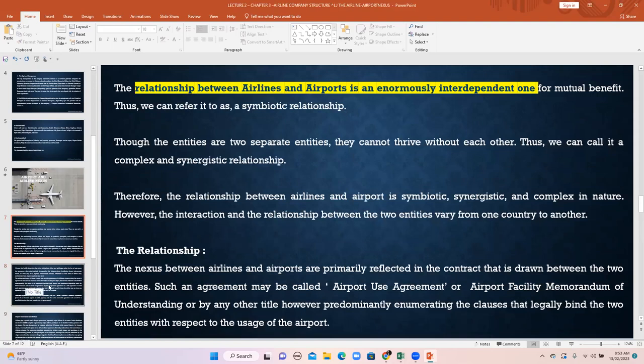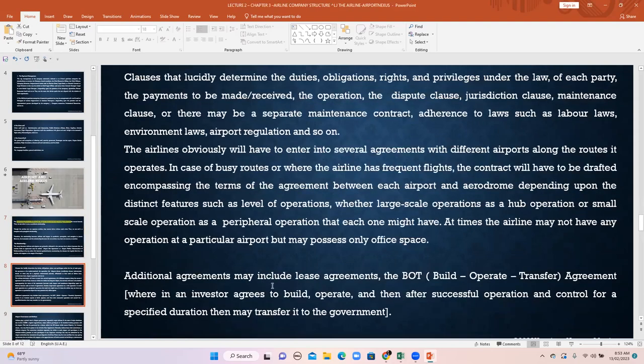Now, clauses that clearly determine the duties, obligations, rights, and privileges under the law of each party, the payments to be made. So what are the clauses there? Clauses that clearly explain the duties, the obligations, the rights and privileges under the law of each party, the payments to be made or received, the operation, the dispute clause, jurisdiction clause, maintenance clause, or there may even be a separate maintenance contract for that purpose, or adherence to laws such as labor laws, environmental laws, airport regulation, and so on. So these are some of the clauses incorporated in an airport use agreement.